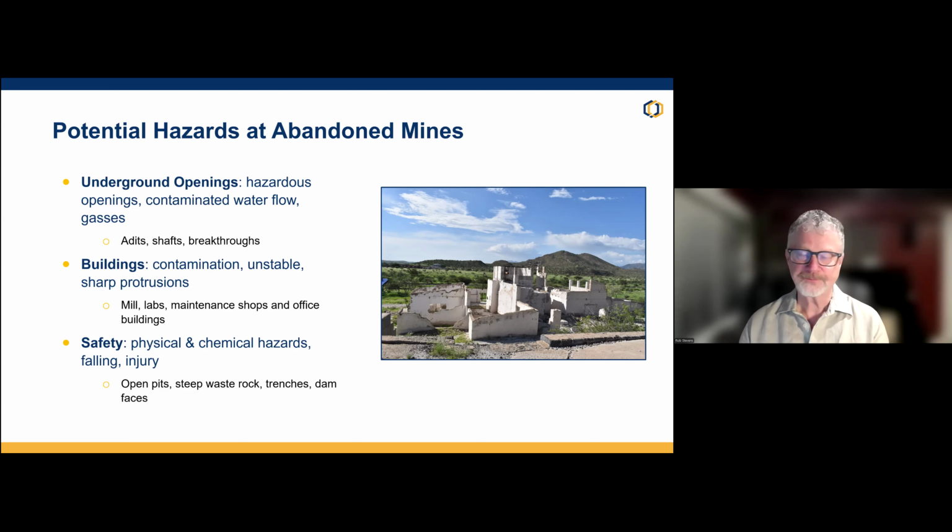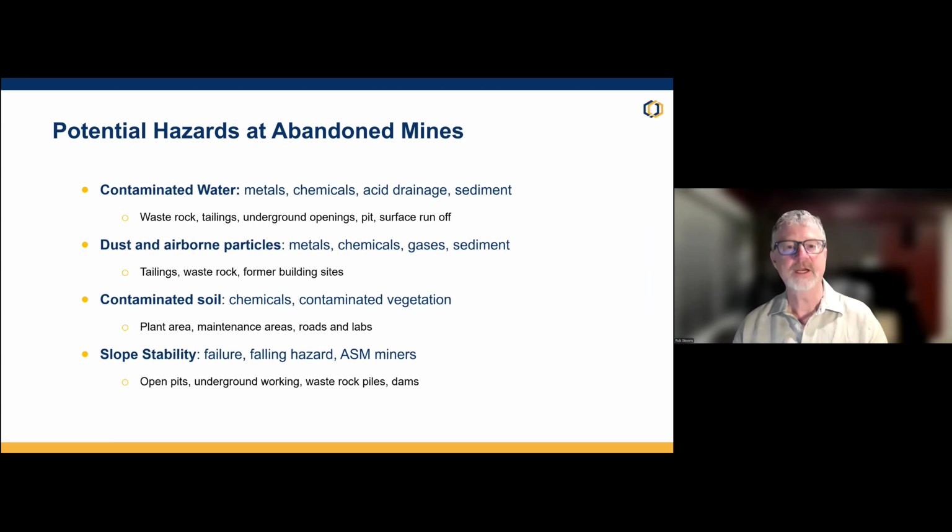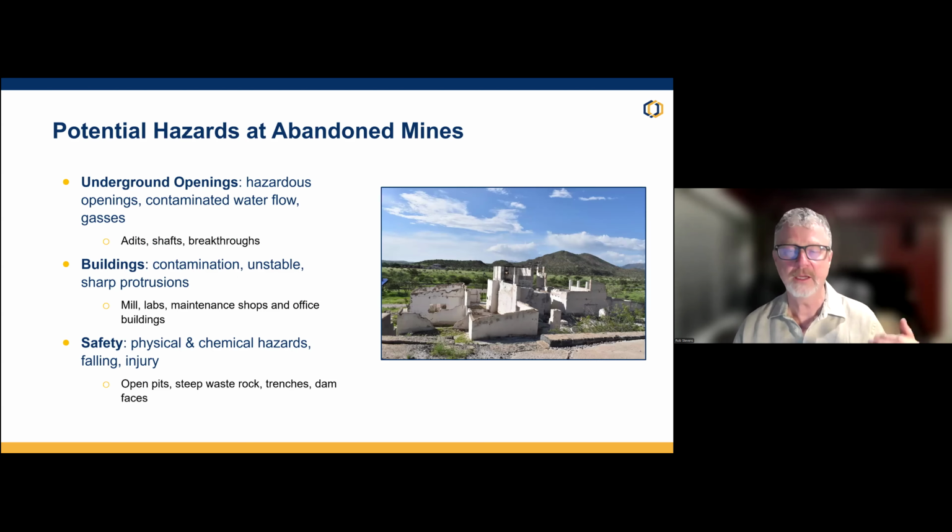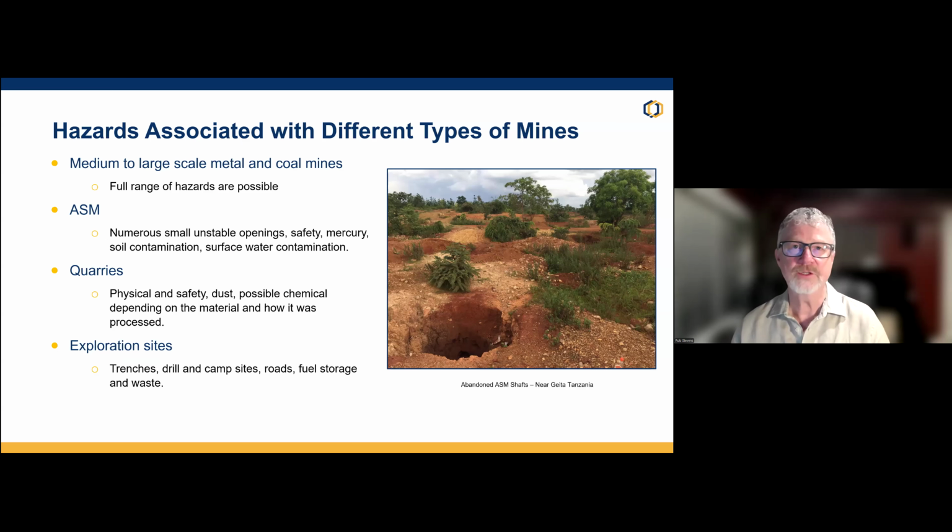And then safety. A wide range of different potential safety issues, both from a physical and a chemical point of view, that could relate to almost any part of a mine site. So water, dust and airborne, soils, slope stability, underground openings, buildings and safety are all hazards that we need to look at and assess when trying to understand the potential impacts of an abandoned mine. We can also look at the hazards associated with different types of mines because they're not all going to have the same potential hazards.